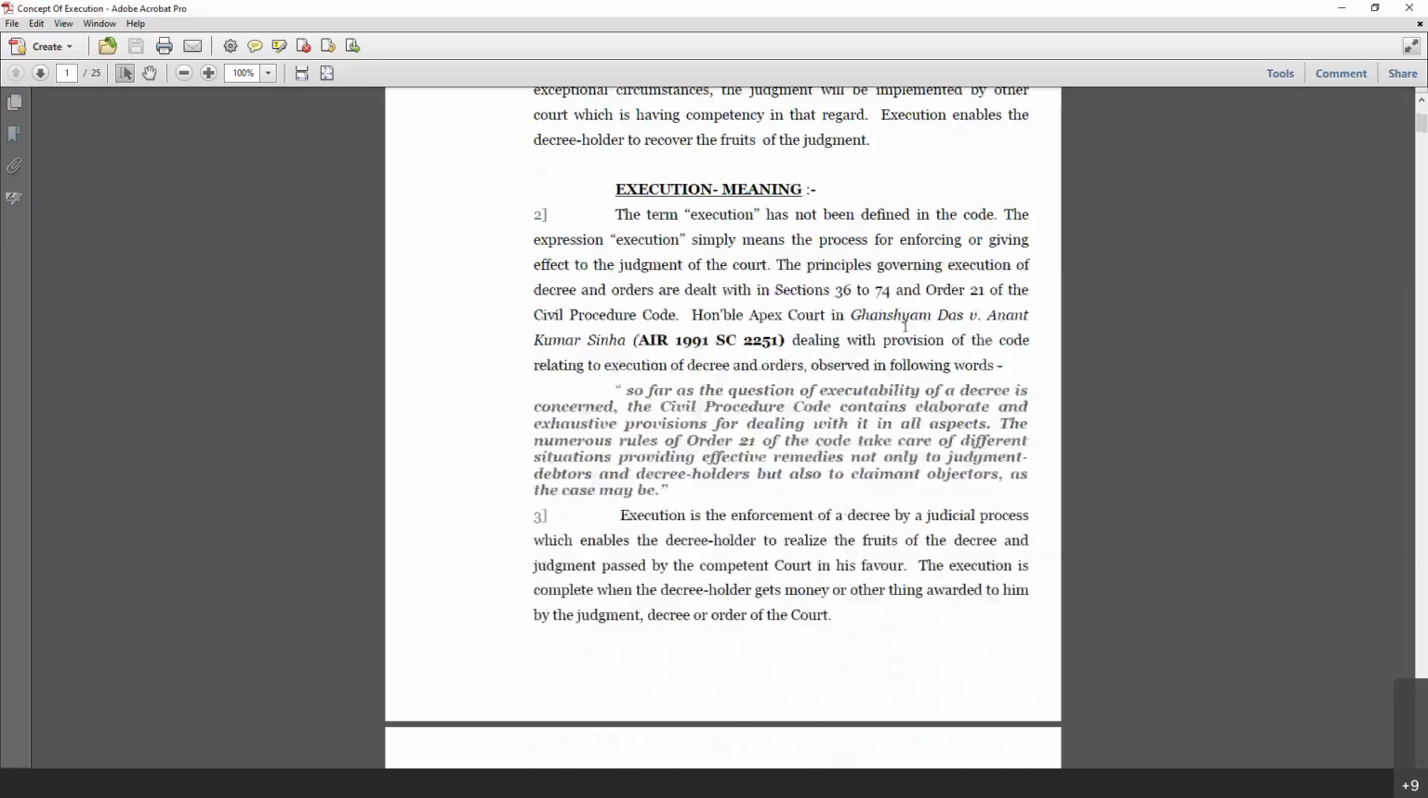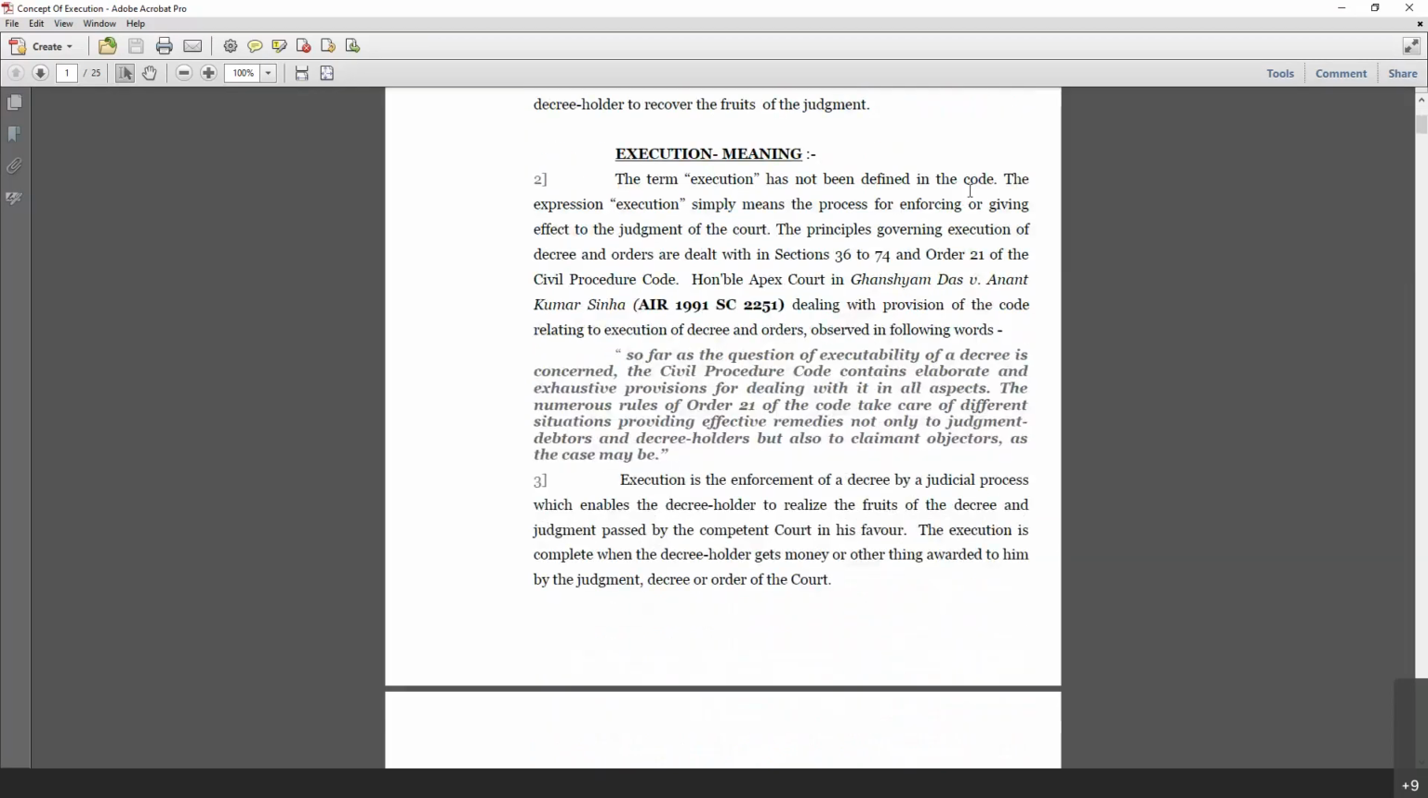Now, as we mentioned, execution is nothing but enforcement. It is a way of ensuring that you are able to reap the fruits of the decree or the judgment which has been passed in your favor. So in the context of A versus B, A is now able to ensure that the amount of rupees 75 lakhs which he has been held entitled to recover can now be so recovered by him from B, who otherwise might be recalcitrant and may refuse to pay the same.